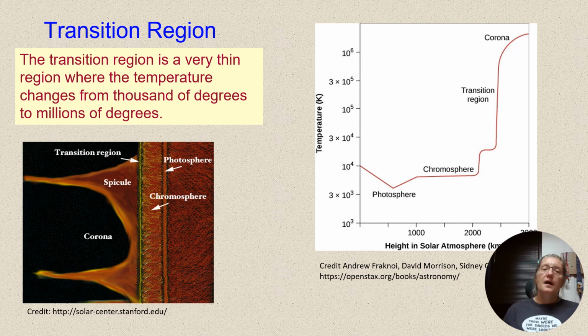Now, another region of the solar atmosphere is something called the transition region. And as you see on the graph to the right, we have temperature in Kelvin and we have height in the solar atmosphere. We have the photosphere, the chromosphere, and then we jump in temperature in the transition region. And if you look at the left, the transition region is a very thin region where the temperature changes from thousands of degrees to millions of degrees. So we're taking a huge jump in temperature between the chromosphere in the transition region up to the corona.